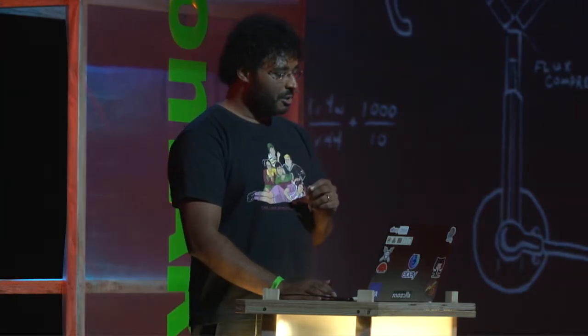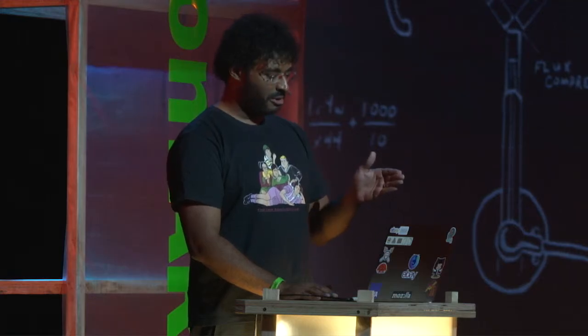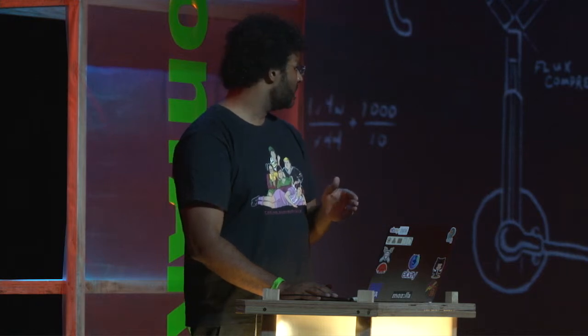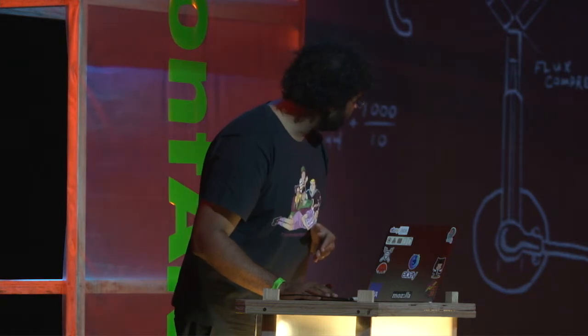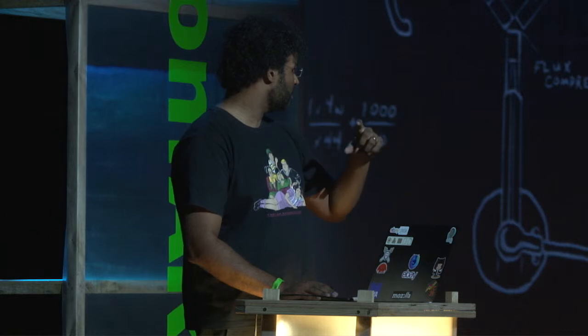When you use a new operator, it does something different, because the new operator, among other things, binds the value of this to the newly created object. So in this use case, I'm setting the property called bar to this, and because I'm using new foo, it's not easy to see there, but trust me, the object is just bar.